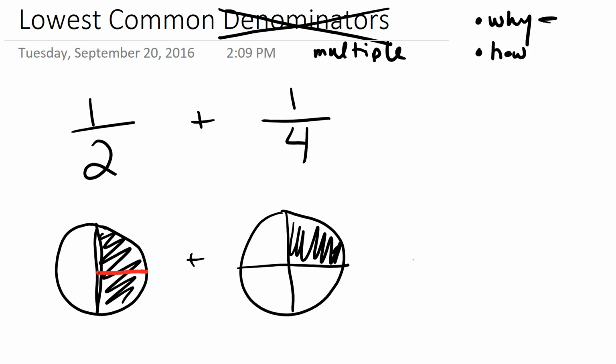So we're saying, okay, 1/2 is 2/4, 2/4 plus 1/4. 1/4 plus 2/4 is just 3/4. So, why? Because we need to make the fractions speak the same language. We need to have them describe the same amounts.